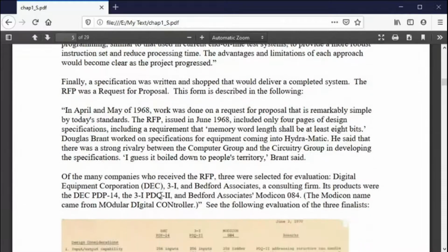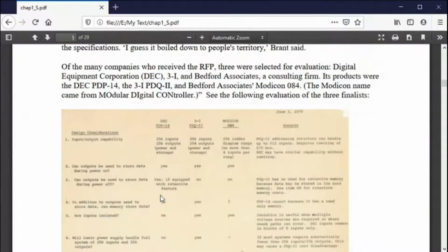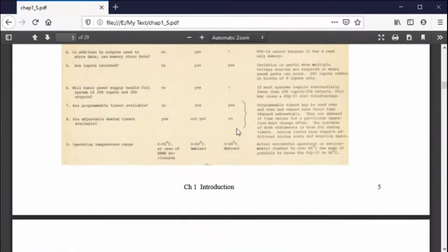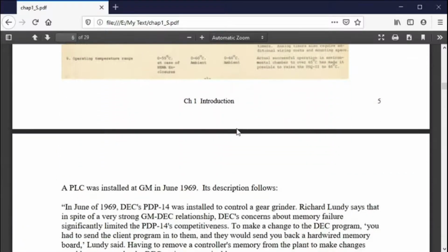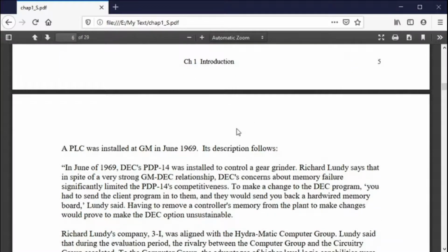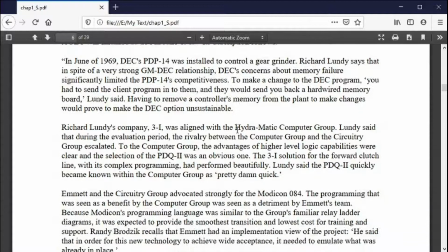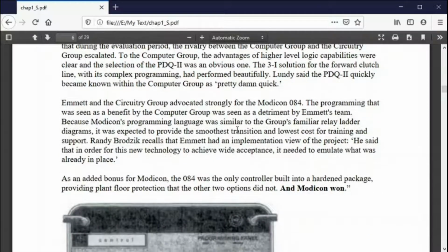So this is sort of the history of the various companies that were evaluated, and here's some of the evaluations of them. The DEC, the PDQ, and the Modicon. The Modicon is the one that actually won, but these are the three, and you can see these evaluations and how they got studied. So this was the first. That's how you get started. You always have to get started someplace.